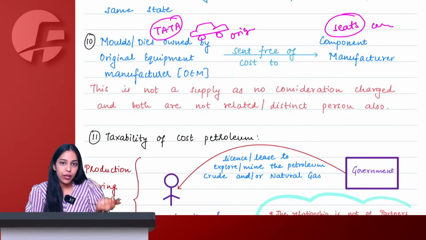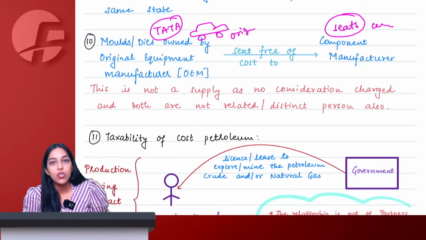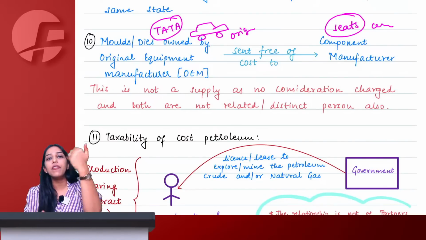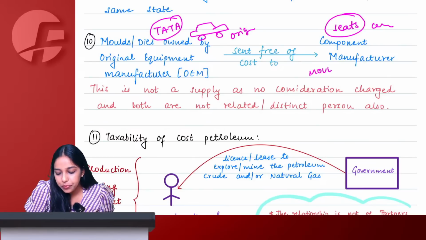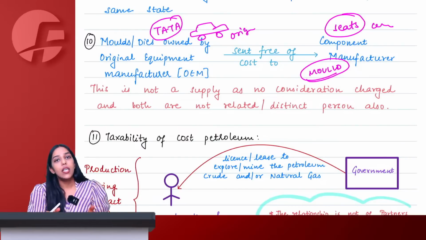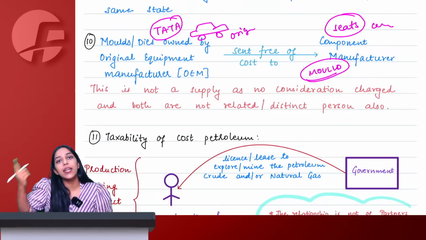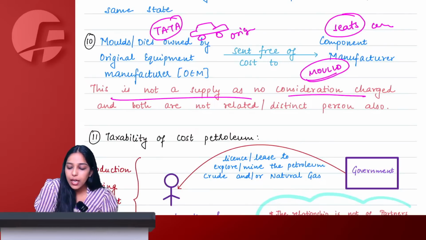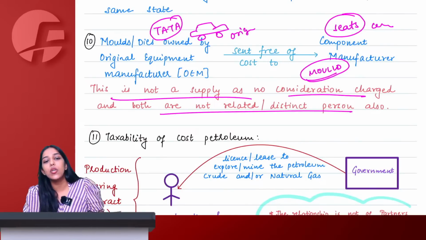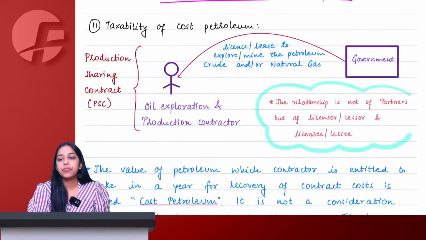Now Tata was unsure whether the component manufacturer will be able to make the seat of exact same size or not. Therefore, they gave him the mold free of cost. You keep this mold and now you make the seat exactly of this same size. Now in this case, because the component manufacturer is neither my principal nor my agent, not my related, not my distinct person, nothing, no condition of Schedule 1 is satisfied. Therefore, this kind of transfer, no consideration, no supply, will not be treated as supply under GST.